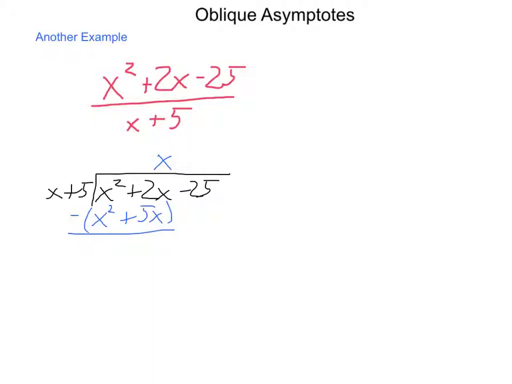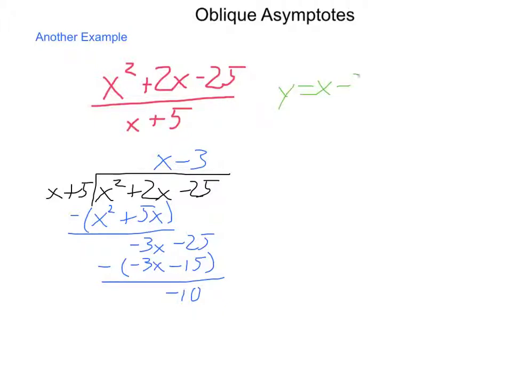x squared minus x squared is 0. 2x minus 5x is negative 3x. Bring down our negative 25. Negative 3x divided by x is going to be a negative 3. Multiplying, we get negative 3x minus 15. And we are subtracting these from each other, giving us a remainder of negative 10. So our oblique asymptote is y equals x minus 3. We have a vertical asymptote at x equals negative 5.